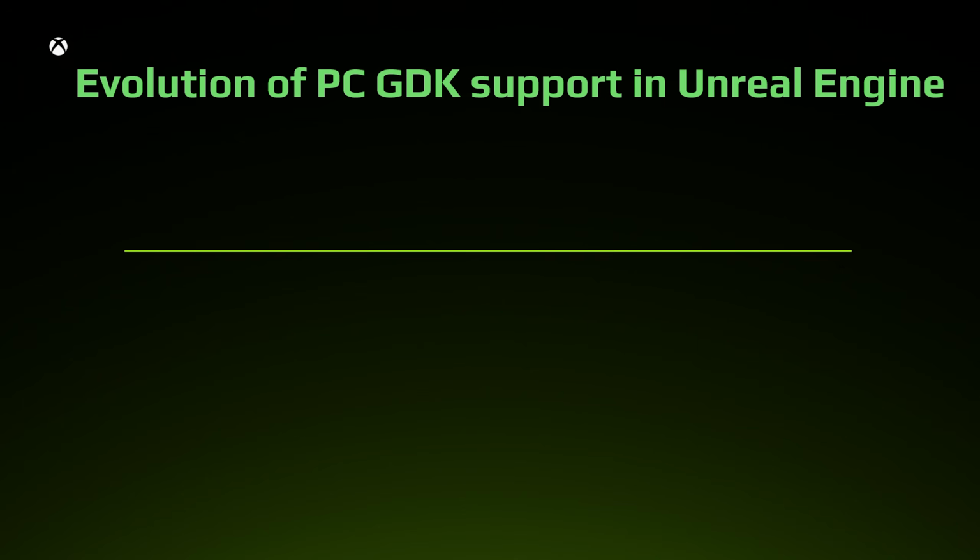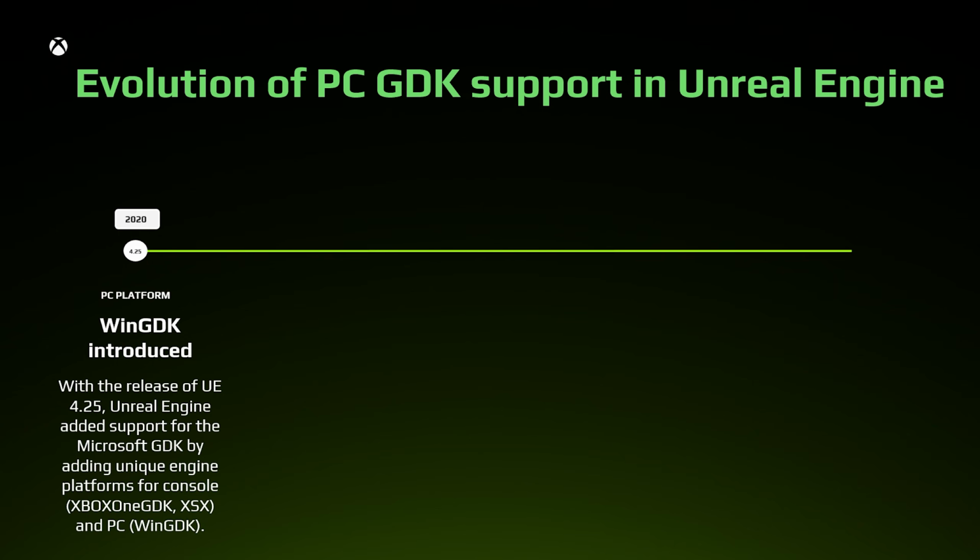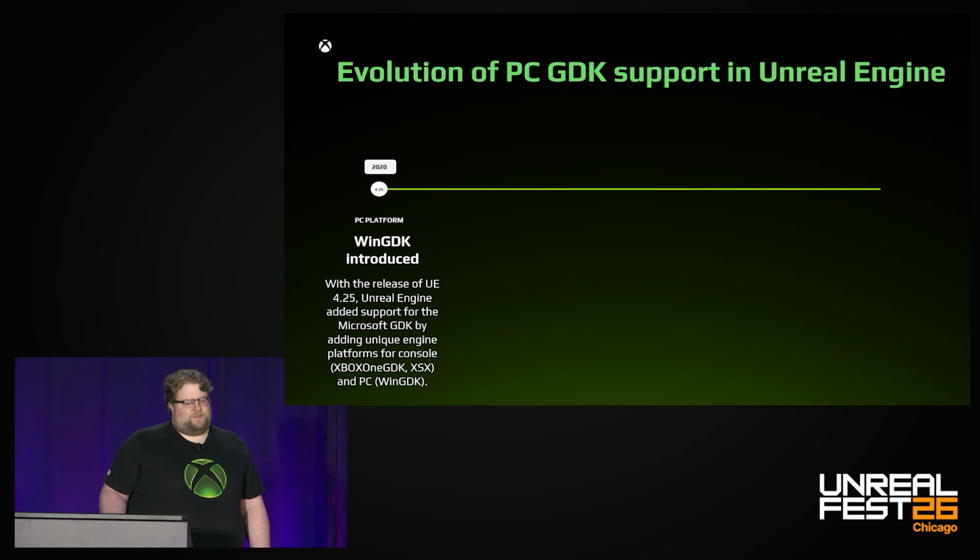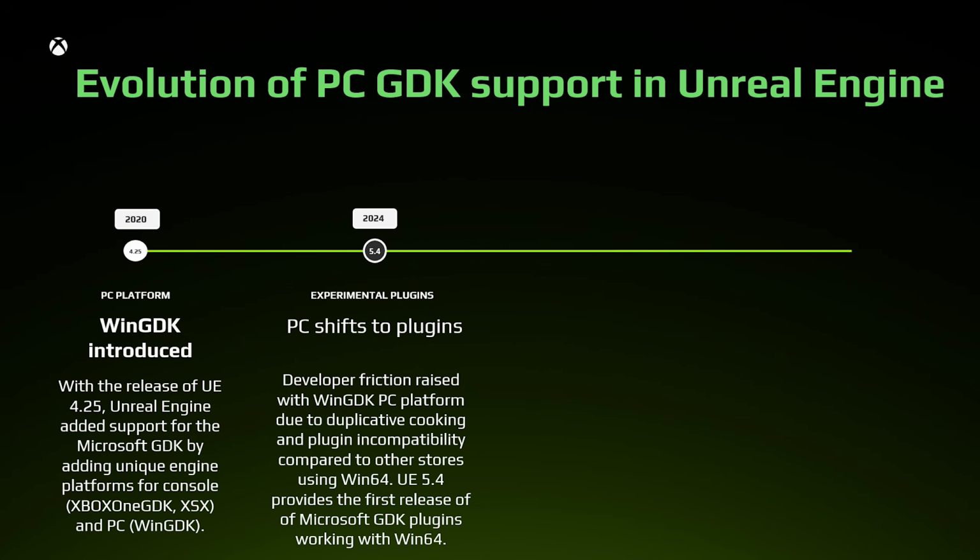A little bit of a history on the evolution of the PC GDK. Building for Xbox on PC existed with Unreal Engine and has since 2020 with the introduction of the Win GDK platform and Unreal Engine 4.25. This platform was aligned with the Xbox One, Xbox Series X and S platforms as a dedicated standalone platform within the engine. As games were developed for Xbox on PC using this platform, we observed developer friction around having to do duplicative compilations, cooks, and navigating challenges with third-party plugin capability.